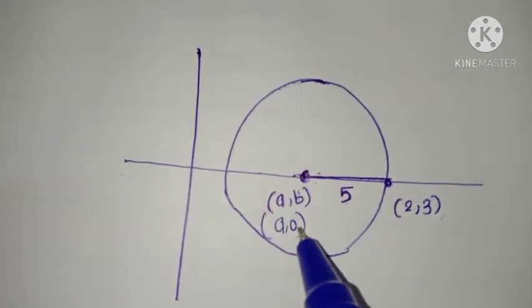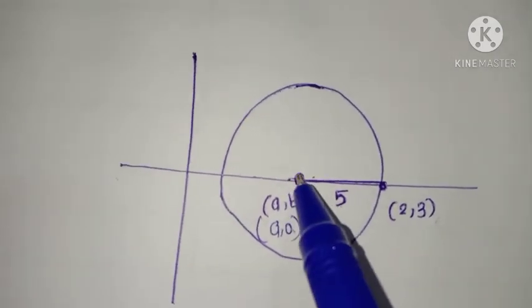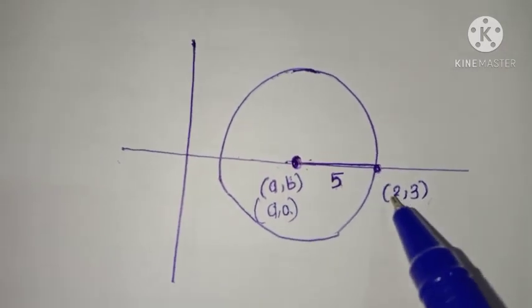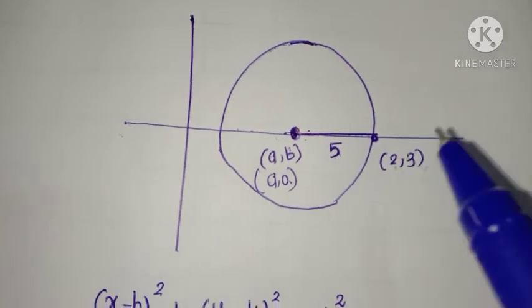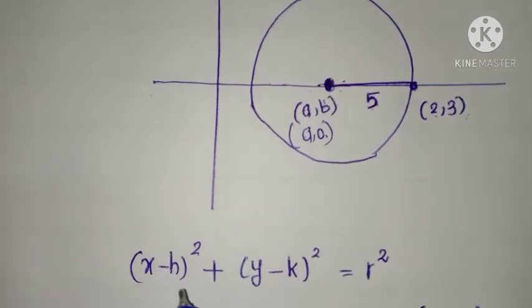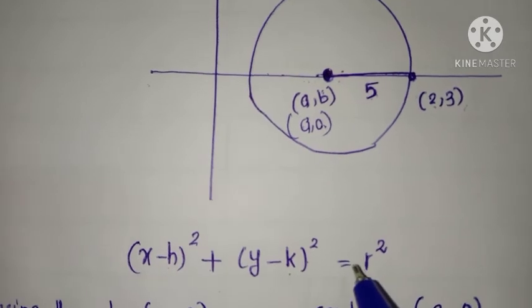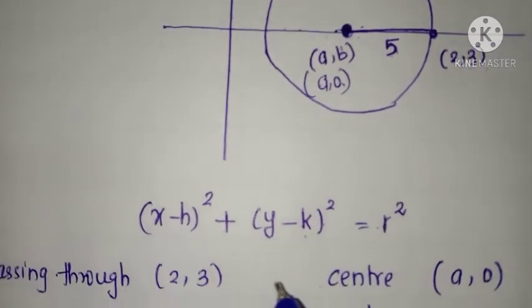So there is no y value. So let us consider the center as (a, 0), radius 5 and passing through the point (2, 3). So what is the equation of the circle? (x minus h) whole square plus (y minus k) whole square is equal to r square.